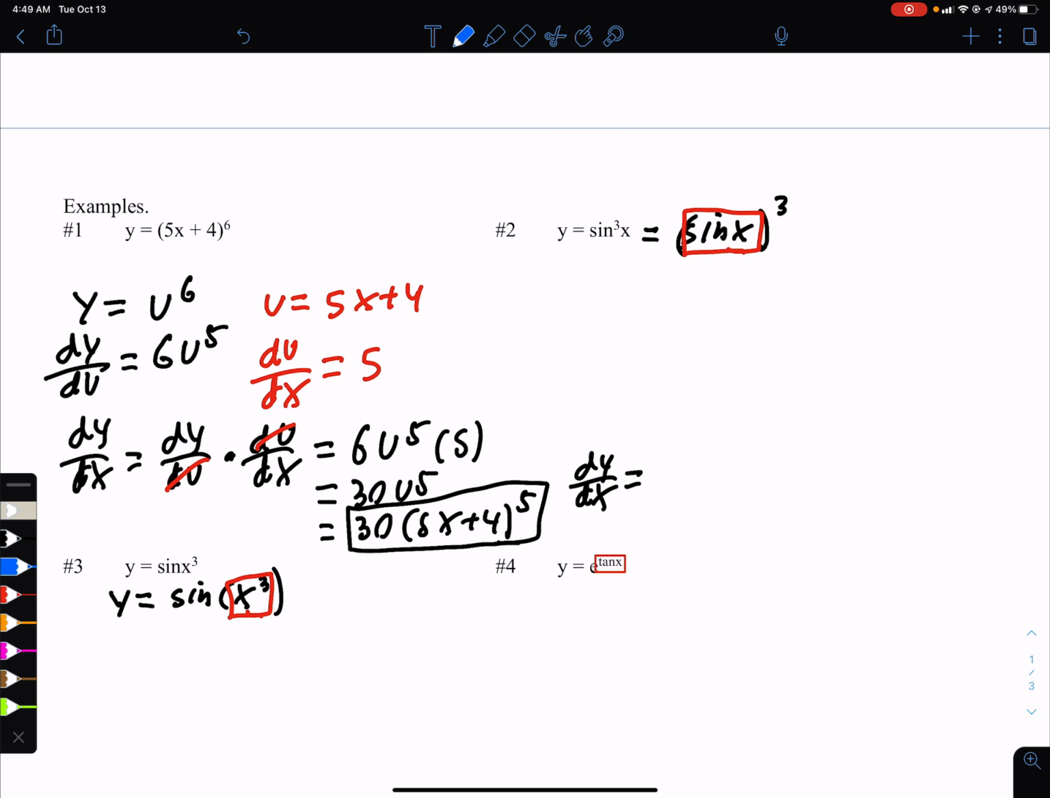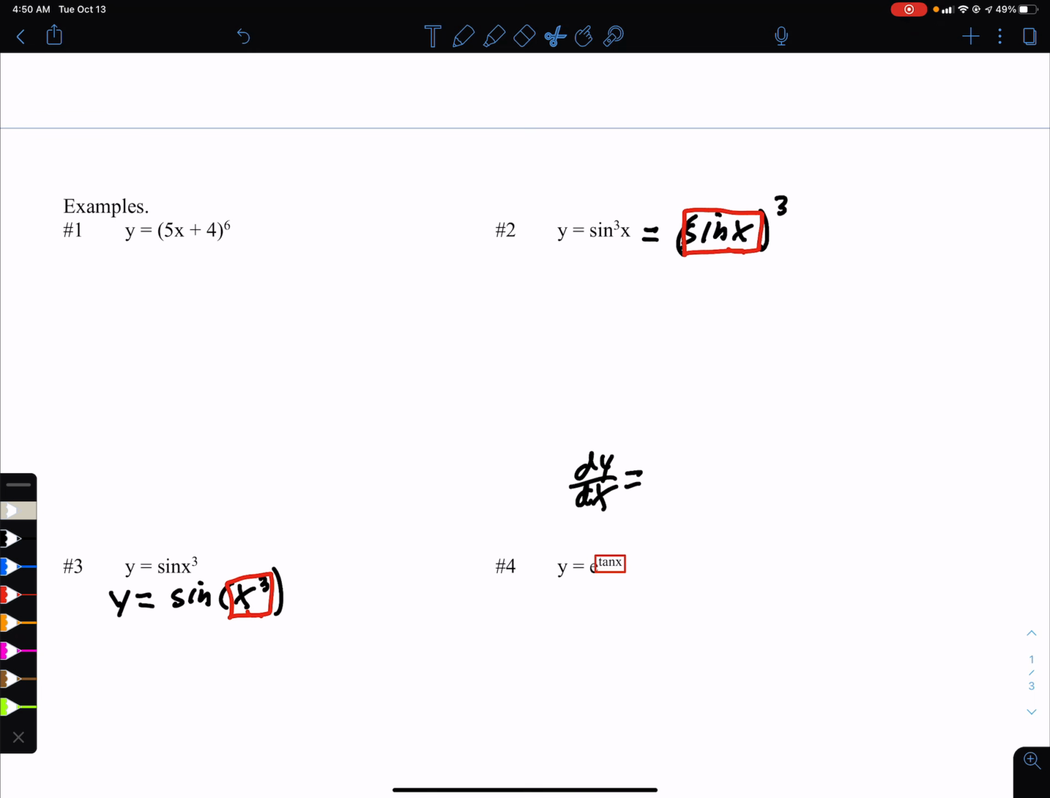So I'm going to erase this previous problem because it's just in the way. So how do I do this? I have to define the inside function as u. I want to put it to the right because it just fits better when I do it that way.